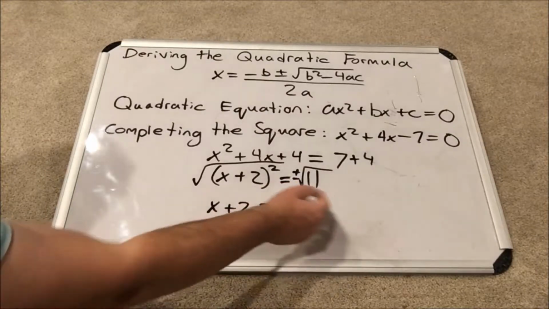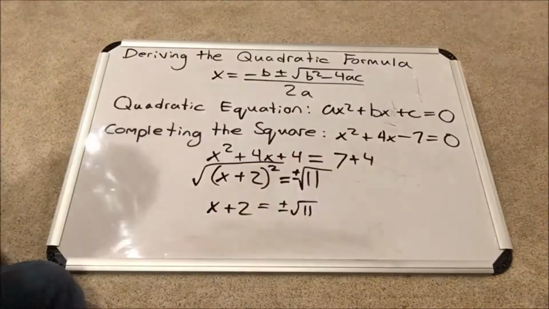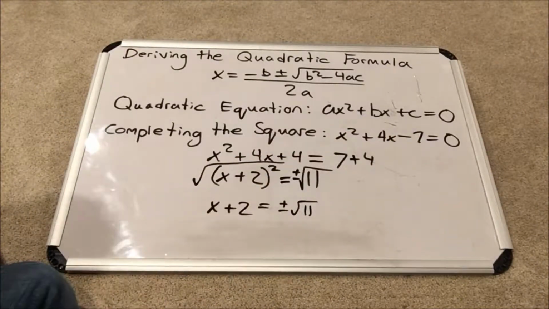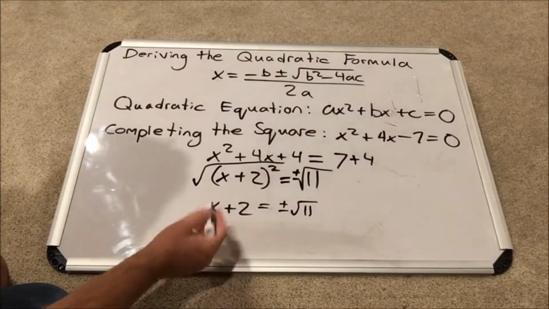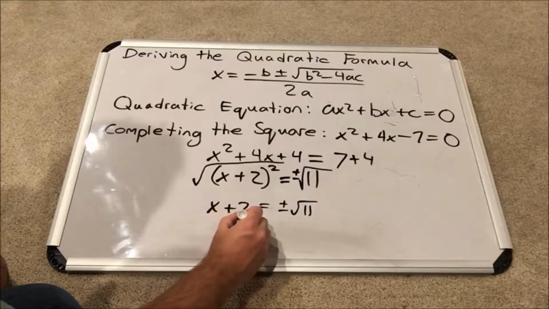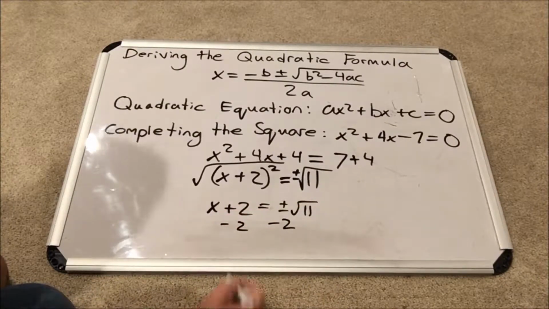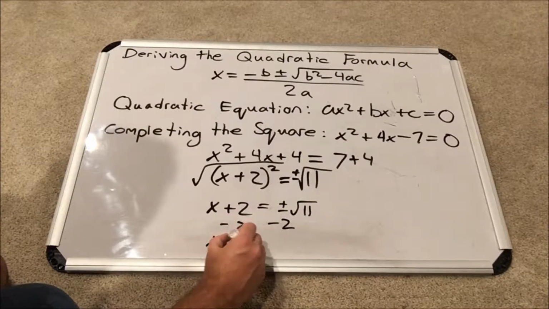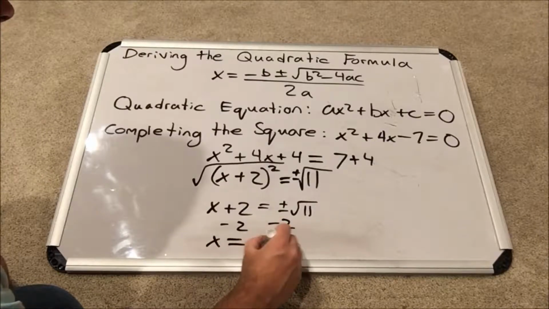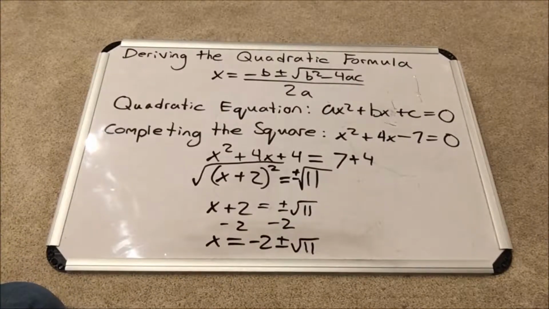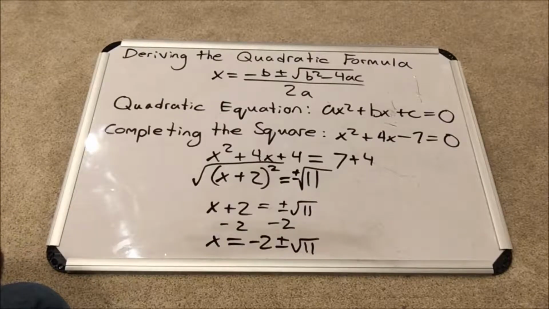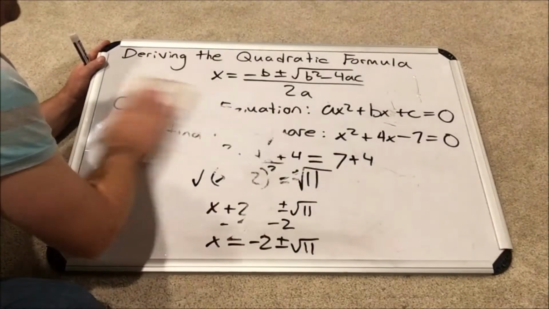And this is exactly why I couldn't factor this side, because it's very hard to see irrational numbers like square root of 11. The last thing you have to do is just subtract 2 from both sides. And so you have x alone. X equals negative 2 plus or minus square root 11. So this is completing the square. And now we will use that to derive the quadratic formula.